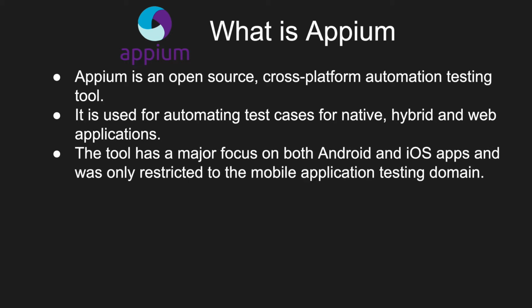The tool has a major focus on both Android and iOS apps, and was only restricted to the mobile application testing domain. So with the APM automation tool, you can only automate Android and iOS applications, and you won't be able to automate any other kind of application like the normal website like facebook.com. So it can only be used to automate applications which are made for Android and iOS specifically.